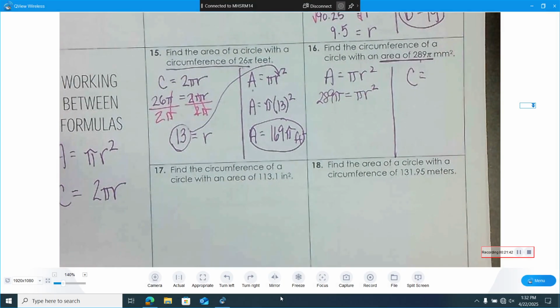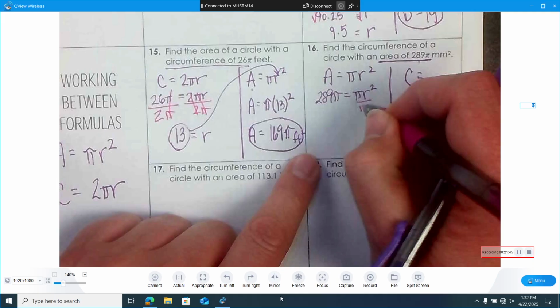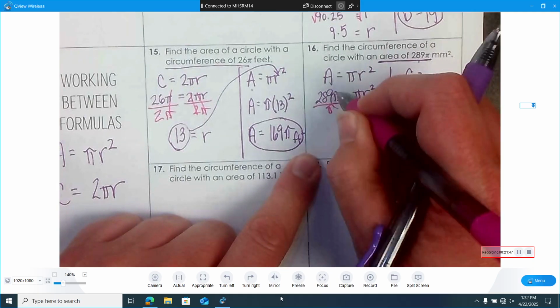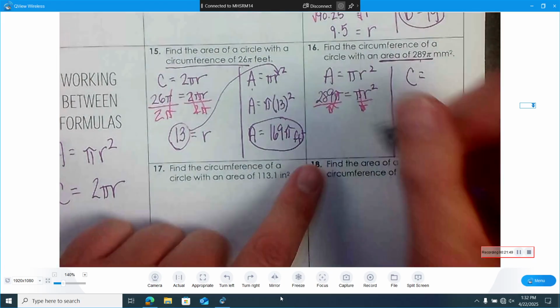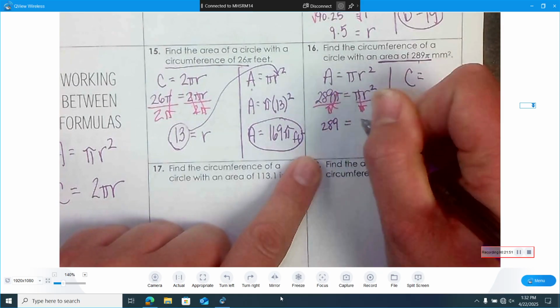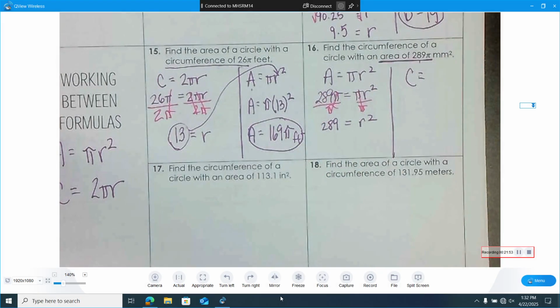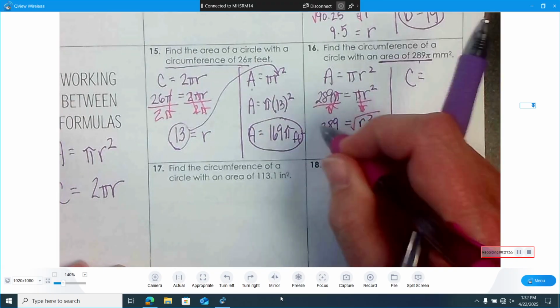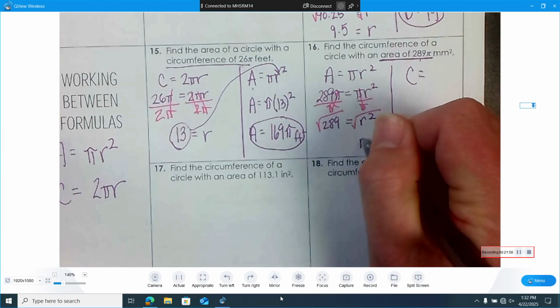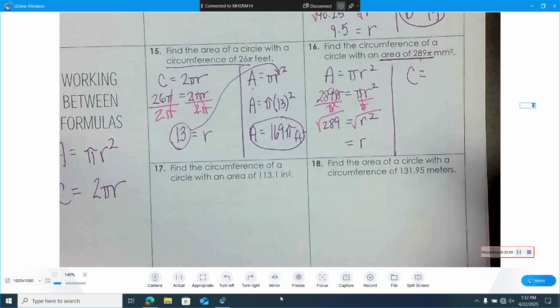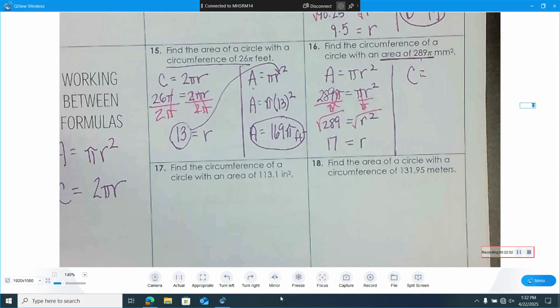All right, what do we need to do next? Divide by pi, divide by pi. Those cancel out on both sides. Hallelujah. And we have 289 equals the radius squared. Square root both sides. Beautiful. So the radius equals 17. Beautiful. What do I do with that?